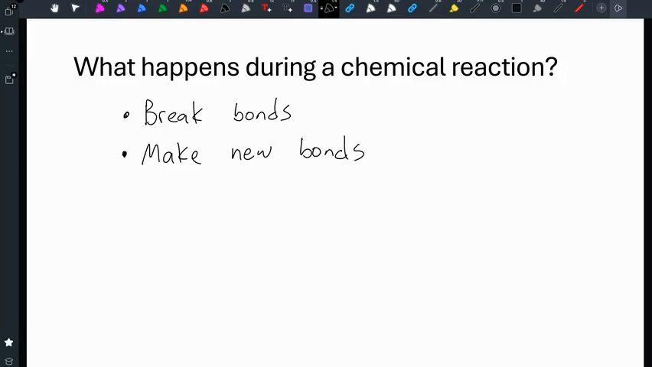Some reactions just involve breaking bonds. Some reactions just involve making new bonds. Most reactions involve both of those things happening. In other words, when we break bonds, usually that means a shared pair of electrons is becoming a lone pair. It's not shared anymore. So this is when a bond becomes a lone pair. And we make new bonds. That's when a lone pair becomes a bond, because now we have an unshared pair that's becoming a shared pair. That makes a bond.